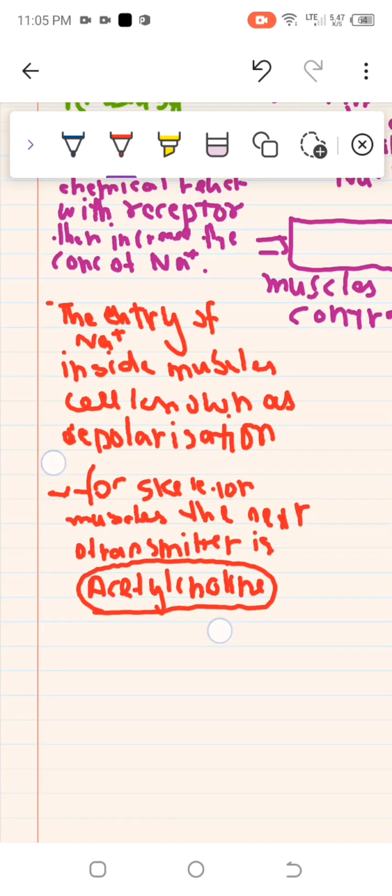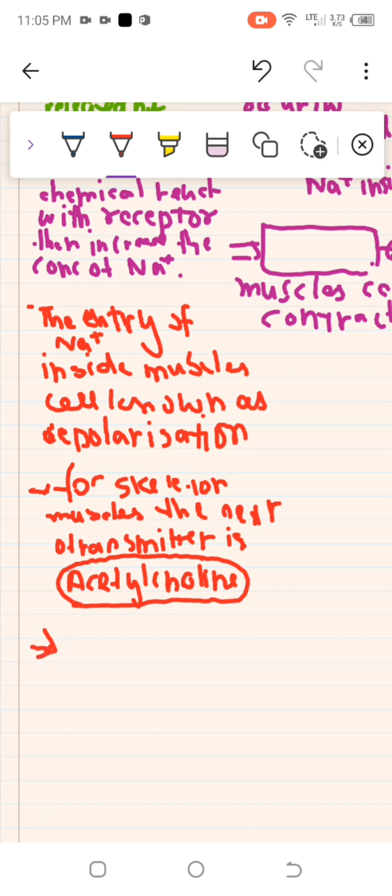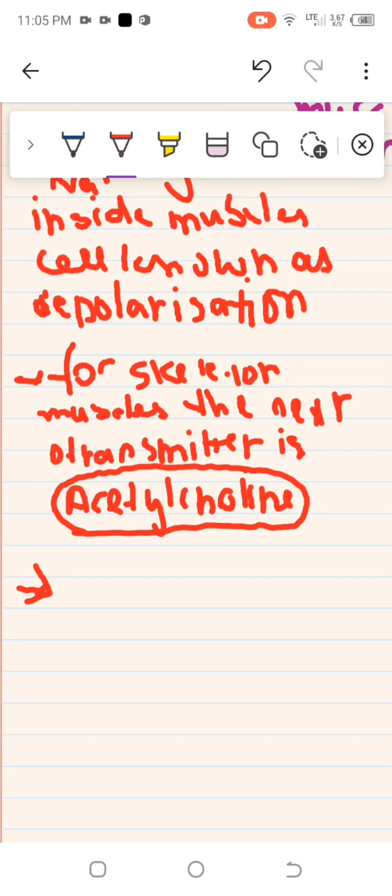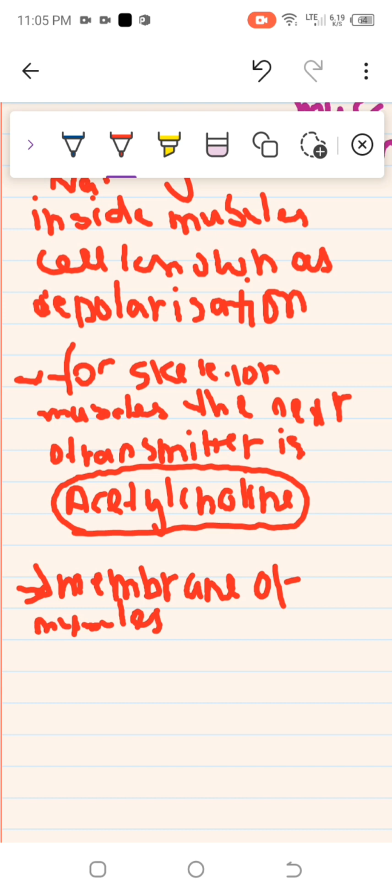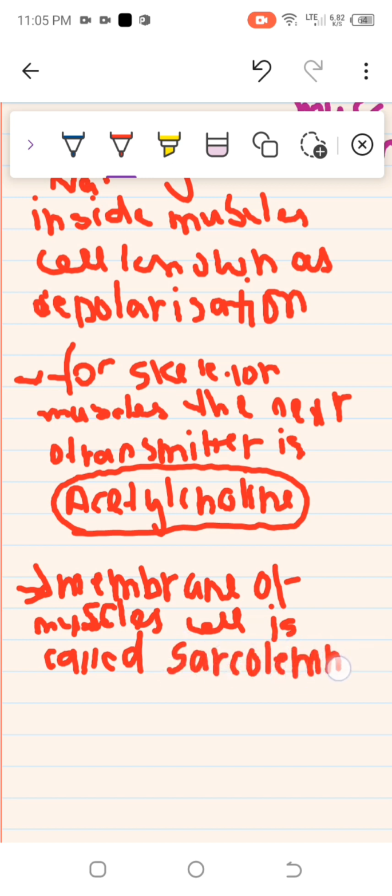Now another main point we have is the membrane of muscles. As I told you, when Na enters the muscle cell, the muscle cell becomes permeable, meaning changes occur in the muscle cell membrane. The membrane of a muscle cell is known as sarcolemma. Remember this: the membrane of the muscle cell is called sarcolemma.